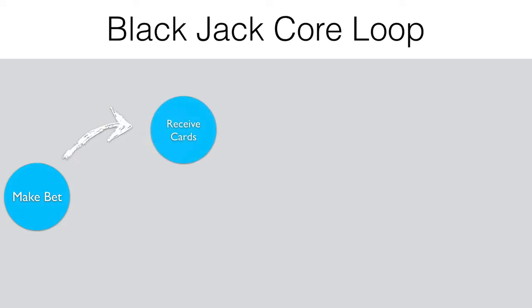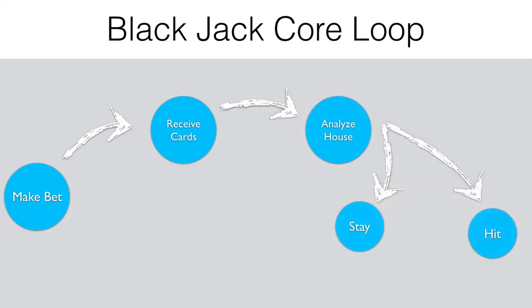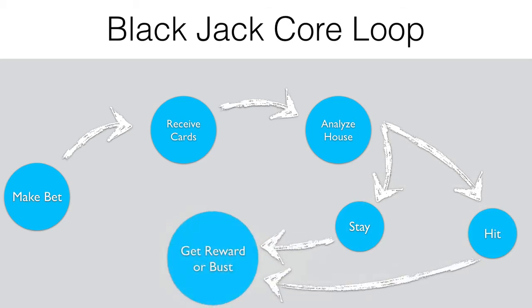With blackjack, you're first going to make a bet. Then you're going to receive cards after you make that bet. Then you're going to analyze the house. We're assuming you're playing blackjack at a casino, okay? You're going to see what the house cards are. You're either going to stay or you're going to hit. Then you're either going to get a reward or you're going to bust. And then you're going to make a bet.